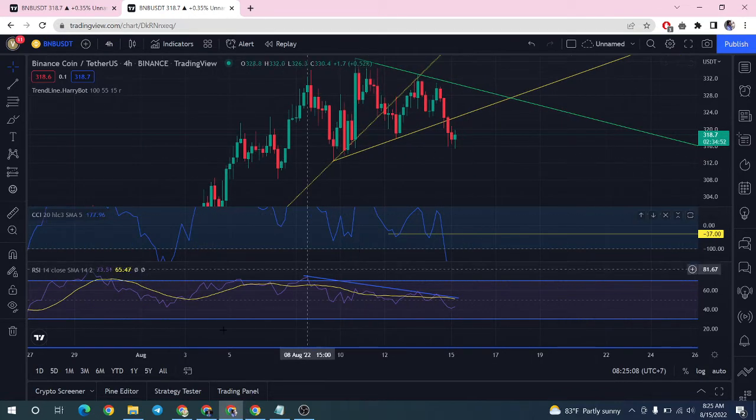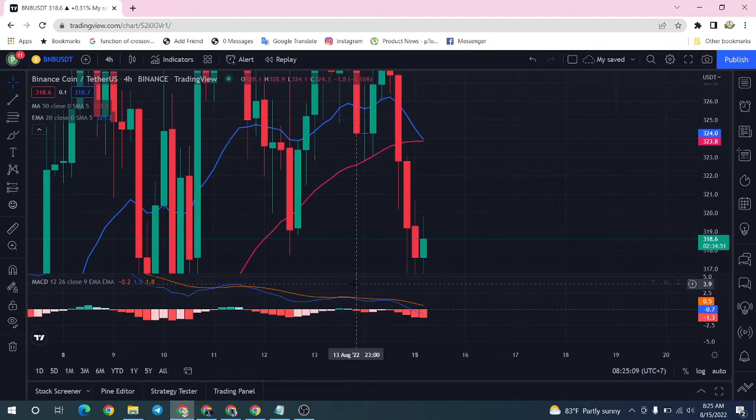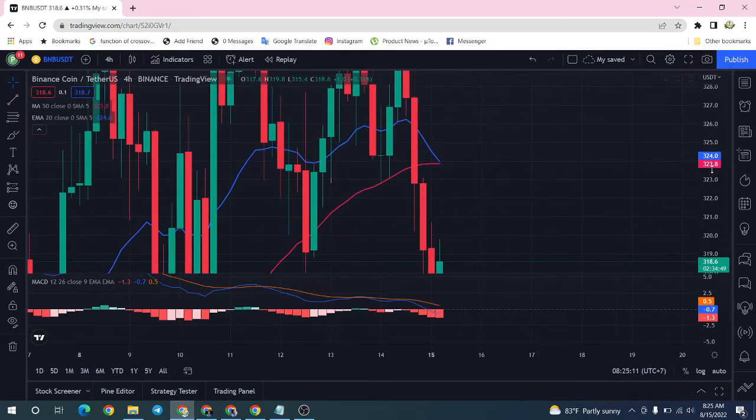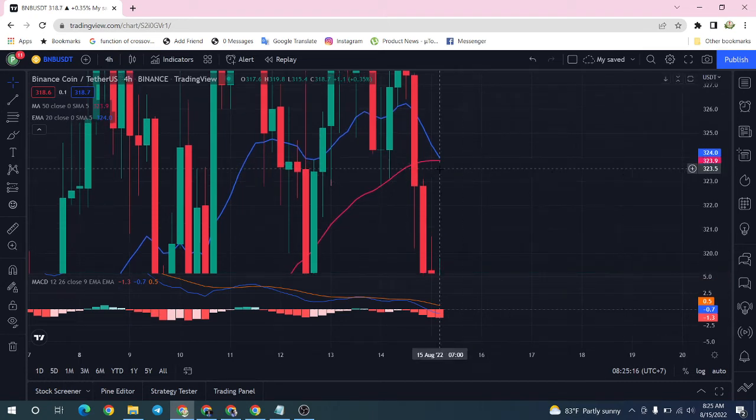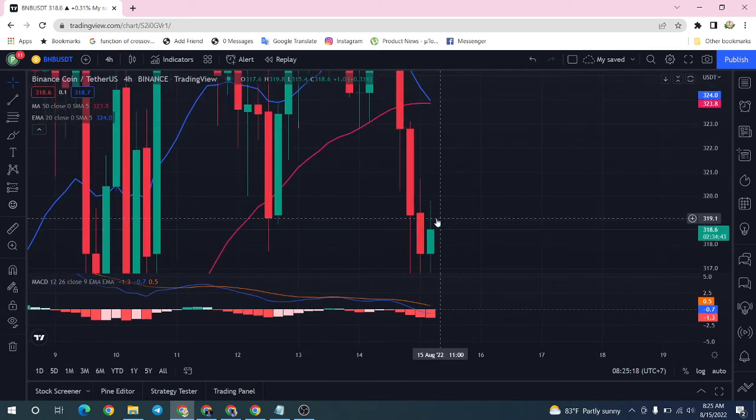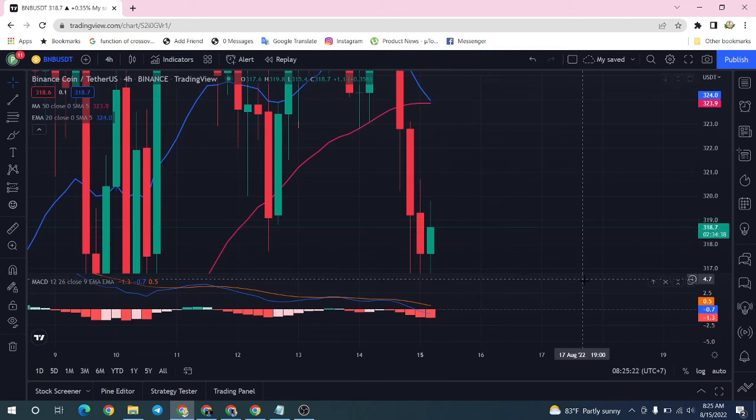So now I'm waiting for the EMA to confirm. I buy with time frame 4 hour. It's not confirmed now. It's almost, I'm waiting almost 2 hours since 6 o'clock now.